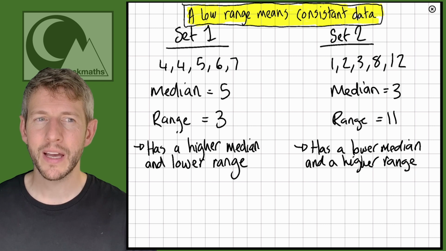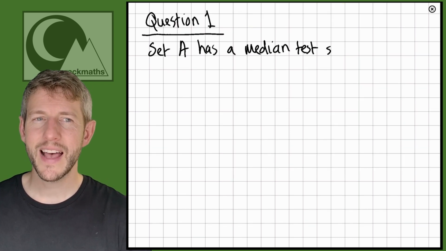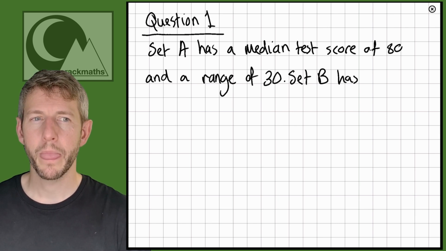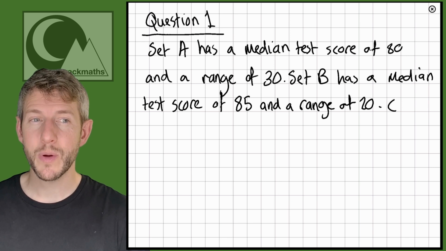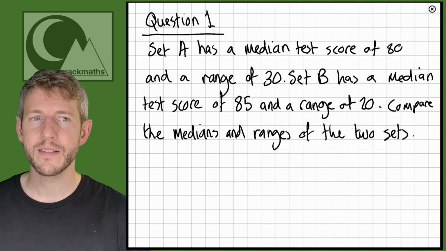Okay, so let's have a look at some questions. So here we go. Question 1 says, set A has a median test score of 80 and a range of 30. Set B has a median test score of 85 and a range of 20. Compare the medians and the ranges of the two sets.